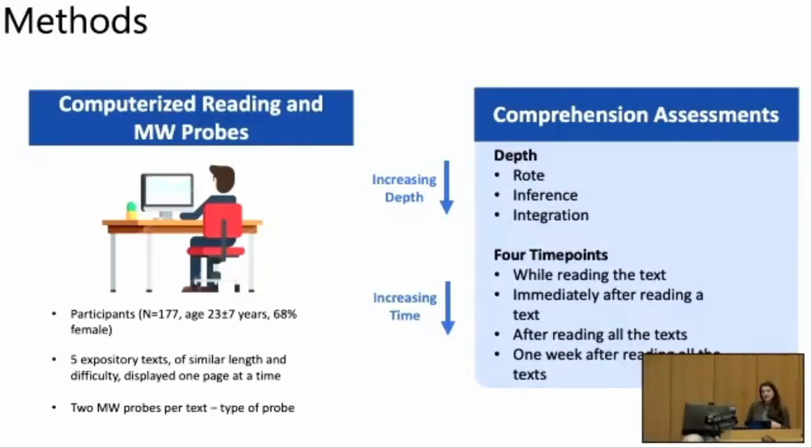These questions were asked at 4 different time points: first immediately after reading a page, then immediately after reading all 10 pages of a text, then immediately after reading all 5 texts, and finally, we sent them an assessment via email a whole week later after reading the text we gave them. We then used a multi-level regression model to assess comprehension depth and comprehension time as moderators.